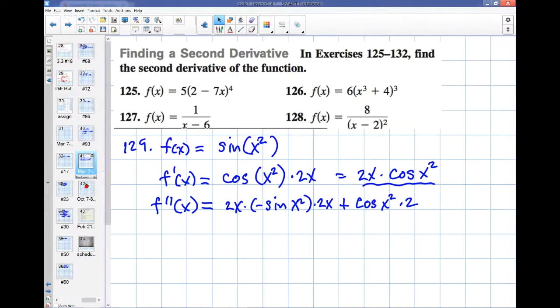Well, let's just rewrite this. Okay, so this first one is 2x times 2x is 4x squared times negative the sine of x squared. And the second one, 2 times the cosine of x squared. And I don't know, is there anything we can really do with that? I think I'd just leave it like that, Damon.